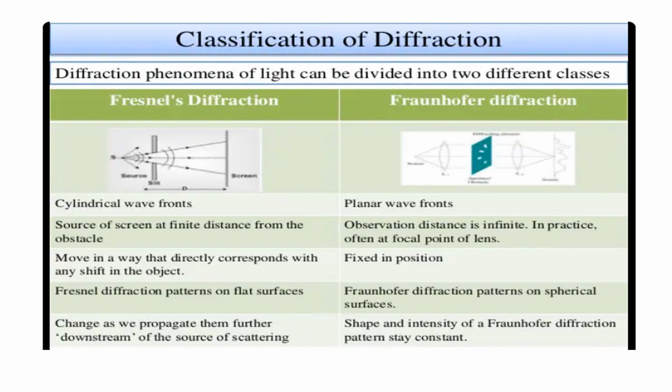So any object that can be moved can be determined by Fresnel diffraction, whereas in the case of Fraunhofer diffraction, the position is fixed. Fresnel diffraction can occur on a flat surface, and Fraunhofer diffraction patterns can be viewed on spherical surfaces. The pattern changes as we propagate further downstream of the source of scattering, but the shape and intensity of the Fraunhofer diffraction pattern remain constant.